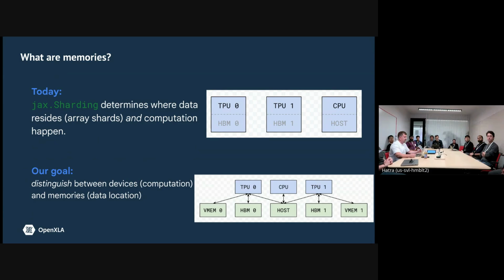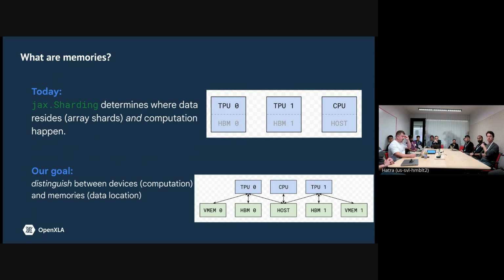So what happens today? JAX sharding decides where the data lives. Right now we have very simple sharding. You have different GPU devices, and an accelerator device has a memory attached to the device, and that's basically all. You only decide how you shard your data across devices. On CPU, it's easy, it's just host.